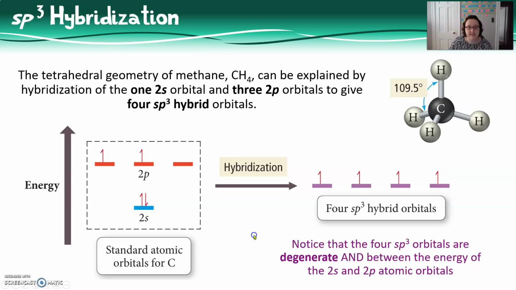So when we redistribute the 4 valence electrons into the hybrid orbitals, Hund's rule again dictates that 1 electron needs to go into each orbital of the same energy before they begin to pair. So we now have 4 orbitals that are half filled, and therefore 4 hydrogen s orbitals should be able to overlap with each of these 4 half-filled orbitals on carbon to give methane. But will the hybrid orbitals also give the correct bond angle for methane, the 109.5 degrees?